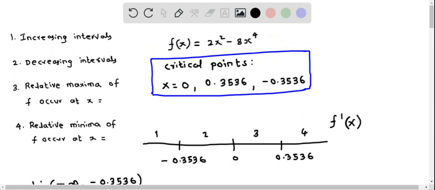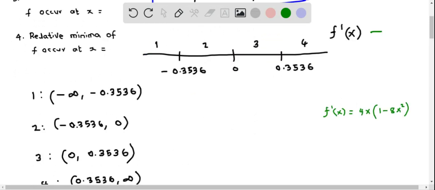We now see how to prepare the sign chart for the derivative of the function. Here I have copied the factor form of the derivative which we already worked out, so that it will be easy for us to determine the sign of the derivative in each interval. First let's consider the interval from negative infinity to negative 0.3536. I'm going to consider a random value, x equal to negative 1, which lies in this interval. We plug this into the first derivative and determine only the sign.